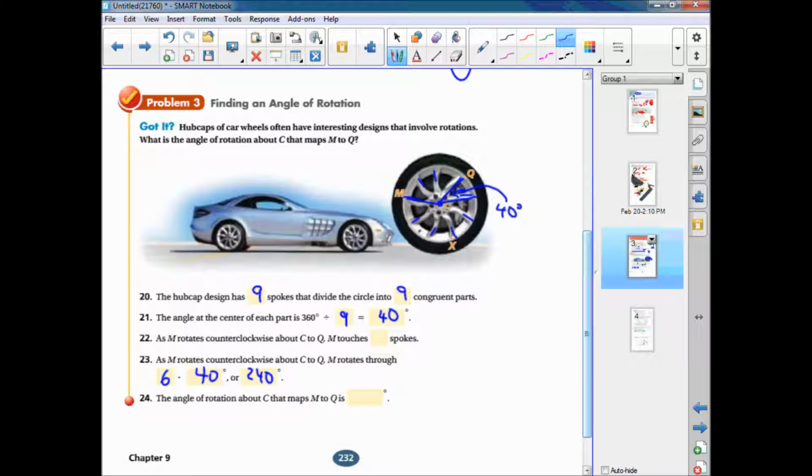So the angle of rotation about C that maps M to Q: I want M to get mapped to Q, so I have to start at M and map it all the way around, rotating it till it gets to Q. It's going to be 1, 2, 3, 4, 5, 6 of those. That's where this 6 came from. Each one of them is 40 big, so this is going to be 240 degrees again. All right, let's flip it over, look at the last page.